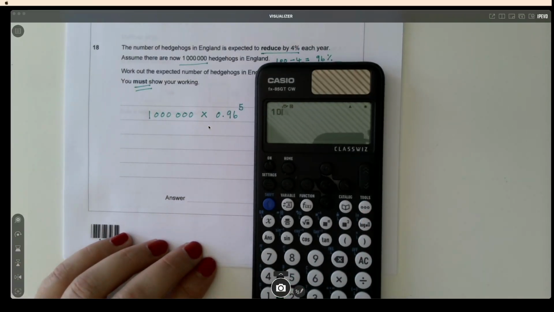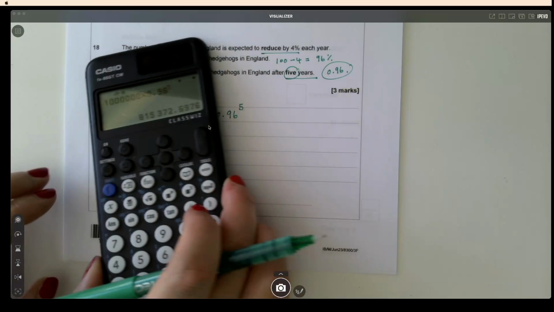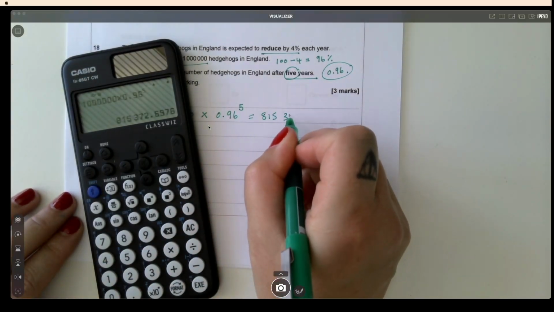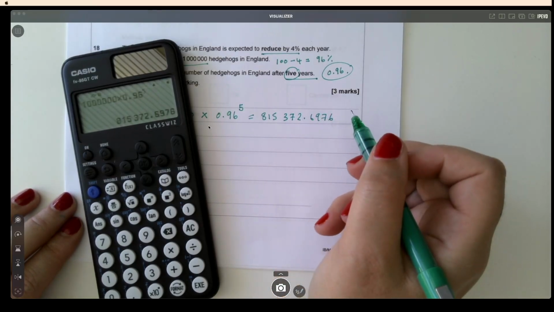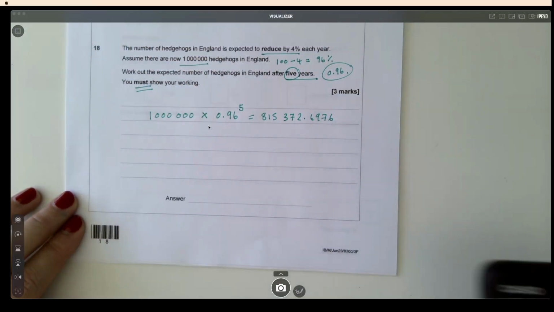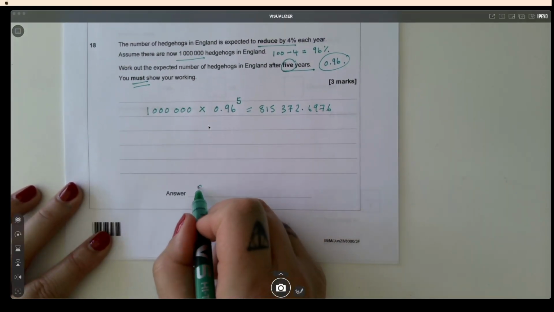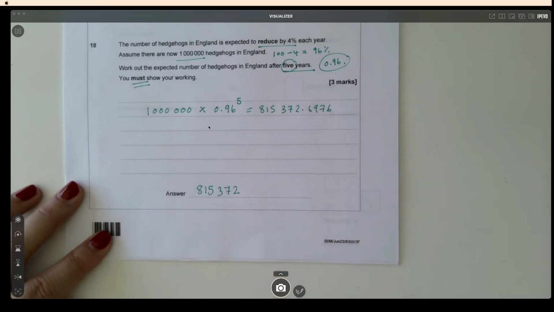So 1 million times 0.96 to the power of 5. So that gives us an answer of 815,372.6976. We can't have 0.6976 of a hedgehog, so we're going to write our answer as 815,372.